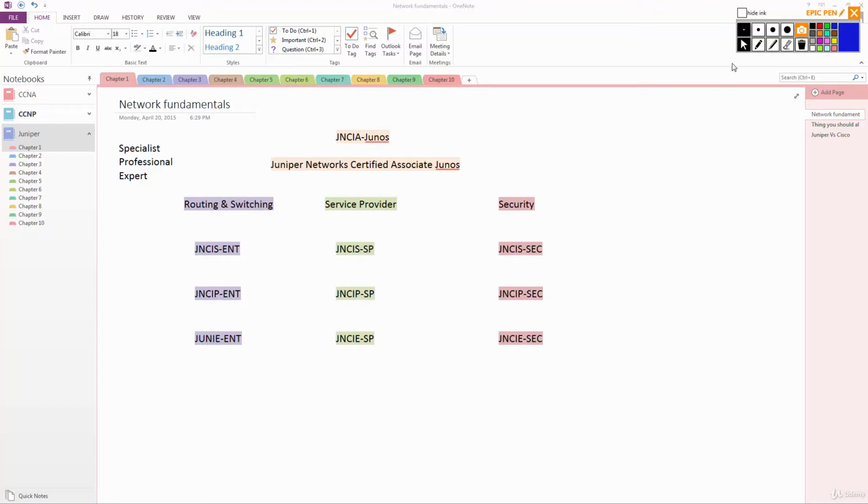So if you want to get certified in Juniper, the first certification you want to take is called the JNCIA Junos. Now, what JNCIA stands for is Juniper Network Certified Associate. The Junos stands for Juniper Operating System. So this certification alone is something that you need to take first before you decide to take any other track. And this alone states, hey, I'm familiar with the operating system.